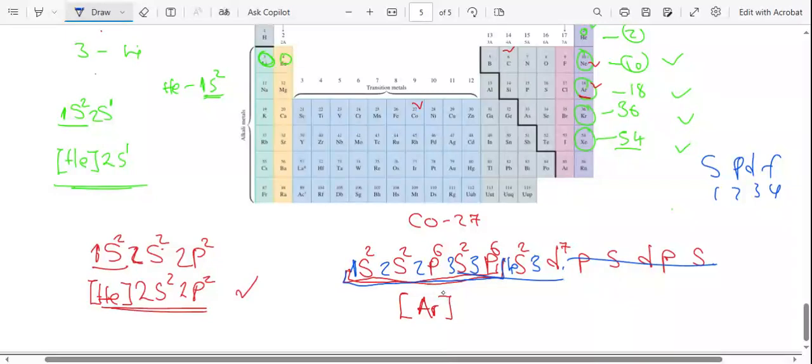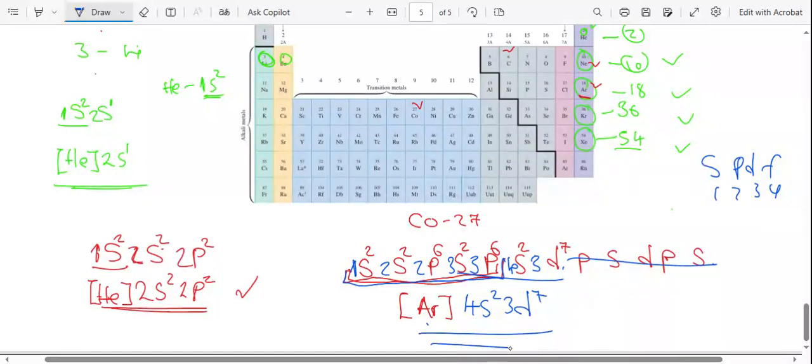Now I've been told to write in noble gas configuration using these reference materials, group 8. So what I'm going to do, I'll say we have 4s there with 2 electrons, then we have 3d with 7 electrons. So that is it.